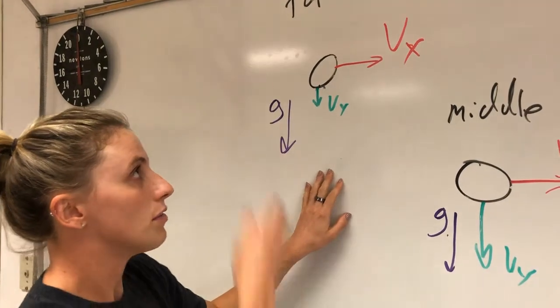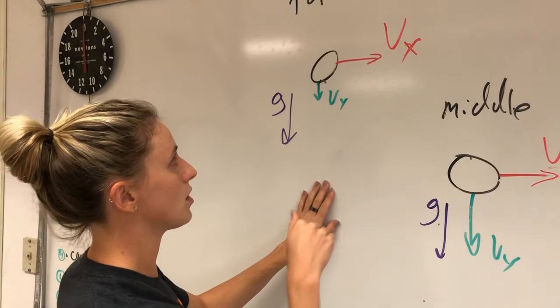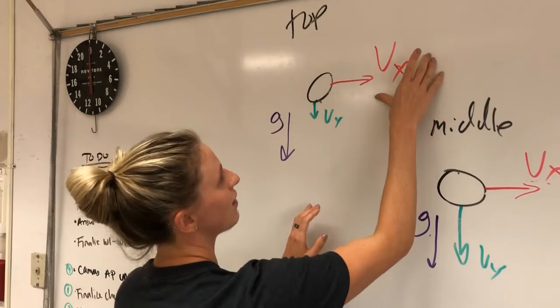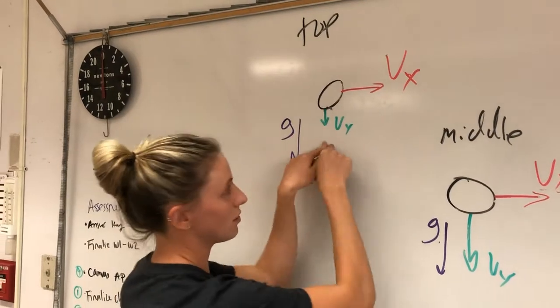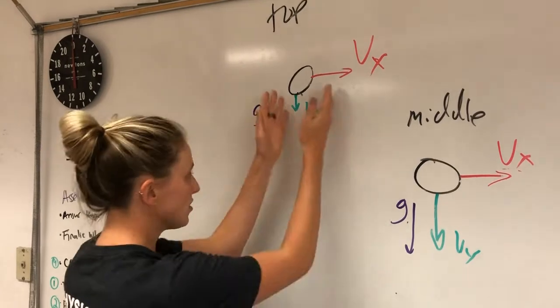Now, we said that they're independent perpendicular vectors. I'm sorry, tongue-tied over here. So this vector is independent of this vector. They do not affect each other. What happens to the vertical? What happens to the vertical?